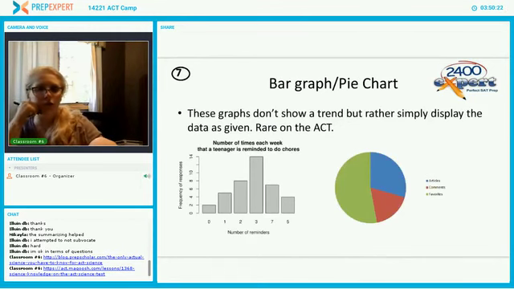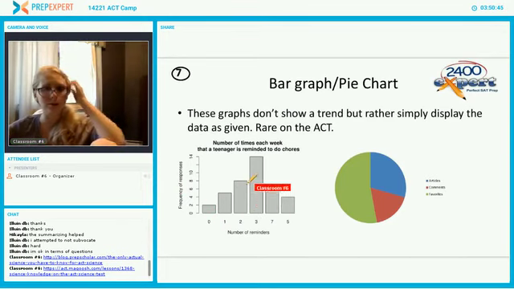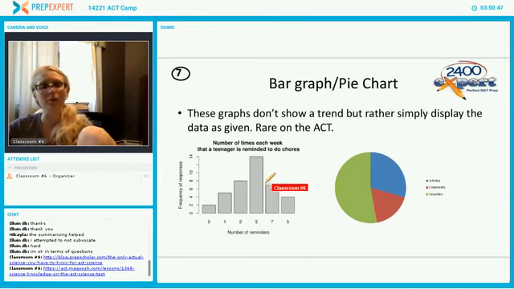Bar graphs and pie charts are sort of rare on the test because they are very easy to interpret. Really straightforward. So, for instance, this is the number of times each week that a teenager is reminded to do a chore. Number of reminders versus the frequency. So I would see that 5 reminders were needed for like 4 people. Right? Those people needed a lot of help to remember to do a chore.